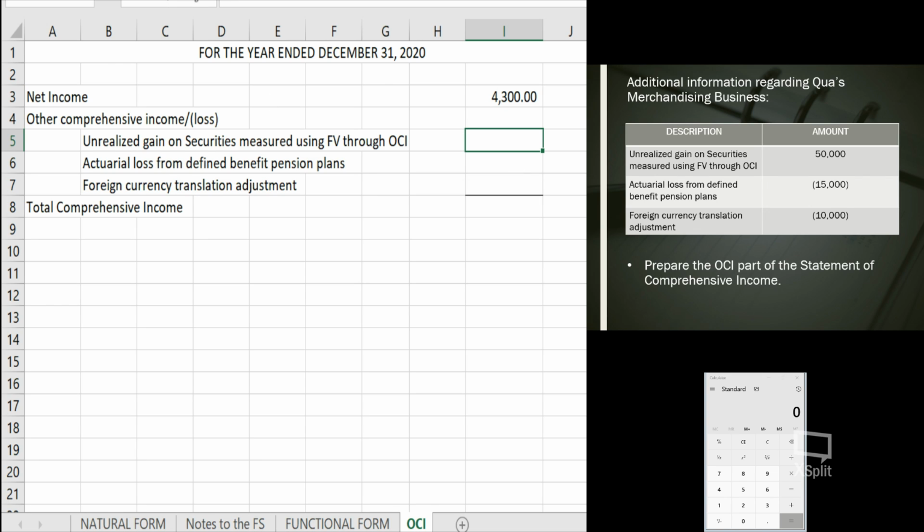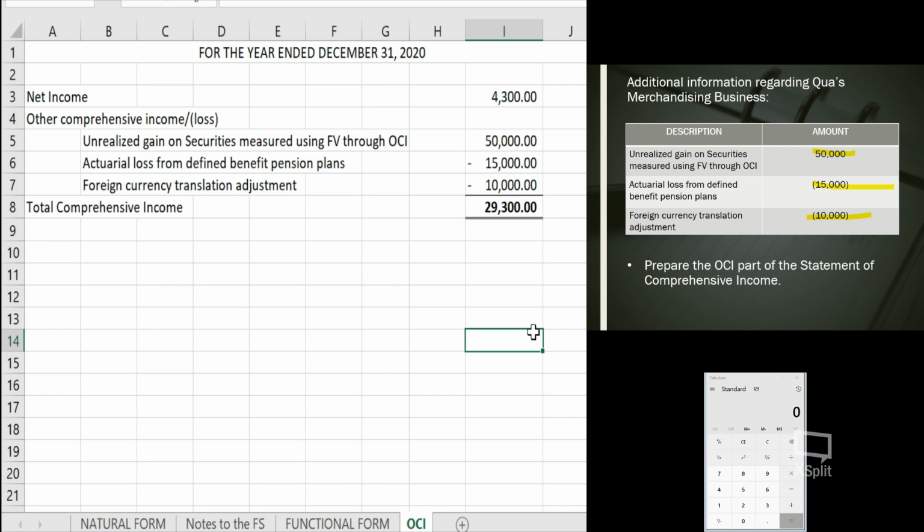And then, we simply have to put yung mga amounts na to dito. Okay, so unrealized gain, of course, this is an addition. Actuarial loss is negative. And then, foreign currency adjustment, negative. So, our total comprehensive income will be, okay, 29,300. So, basically, guys, ganito na yung magiging itsura niya. Okay? I just wanted to show you kung ano yung magiging itsura nung other comprehensive income.